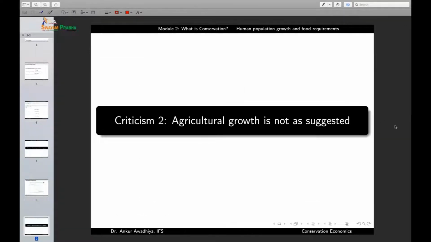Then if we look at the growth of agriculture, we'll observe that even the rate of agricultural growth is not what Malthus has suggested. Now remember that Malthus had said that agriculture grows as arithmetic progression. So from 1 it increases to 2, then 3, then 4. So it does not move in a geometric progression. There is no exponential growth of agriculture.